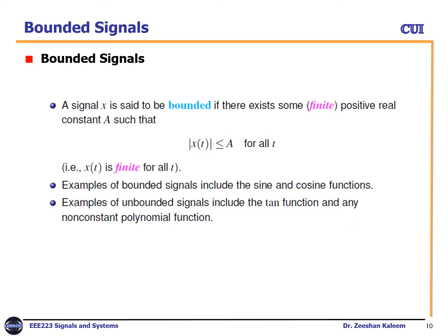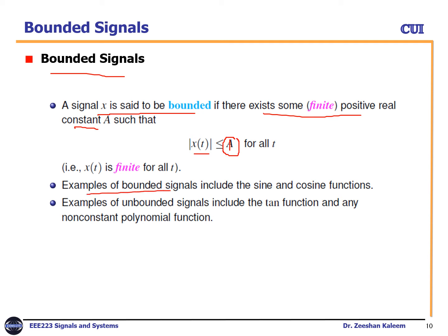Let's discuss another property, bounded signals. A signal x is said to be bounded if there exists some finite positive real constant A such that, for example, you have a signal x of t and you take the modulus of this, so as a result you always get the positive value. So |x(t)| ≤ A. At any time t, the amplitude value can be positive or negative, but we only take the positive, so it should be less than or equal to some constant A.